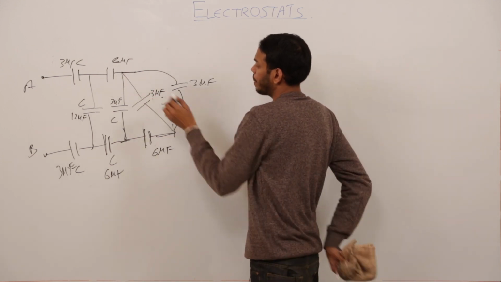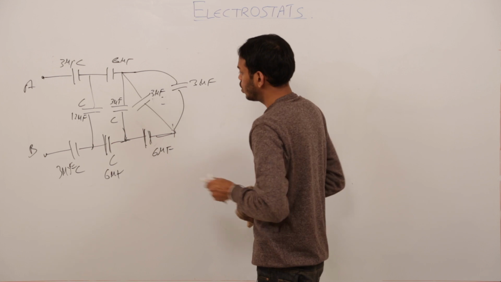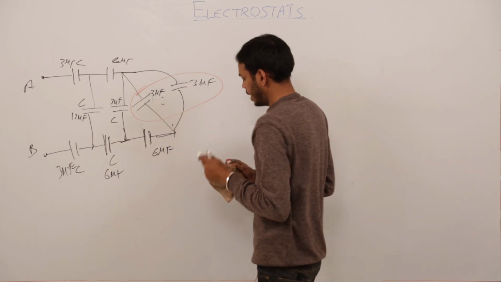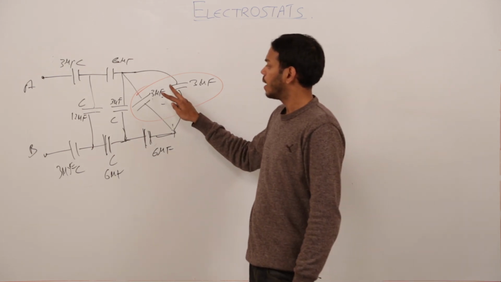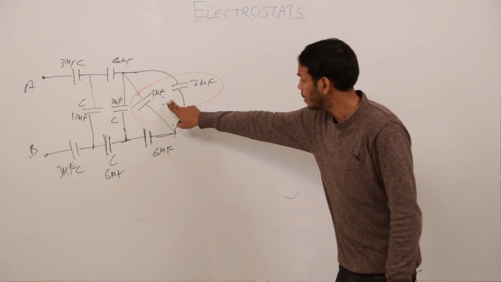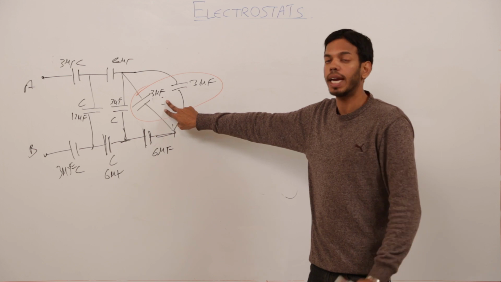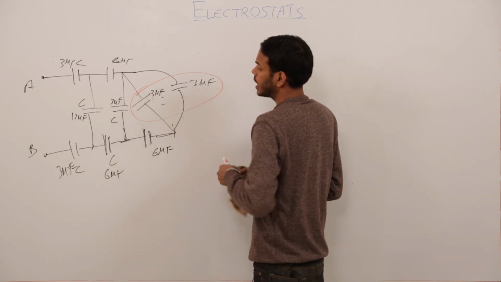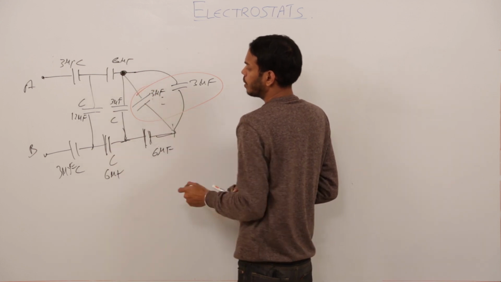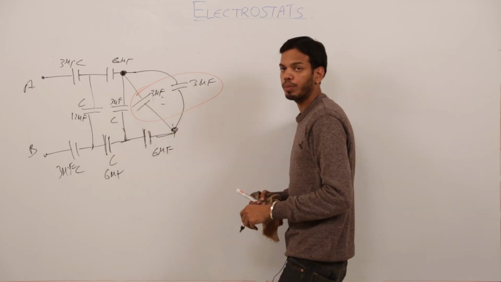Now, these 2 capacitors are in parallel. Which 2? The simple formula for finding out 2 capacitors in parallel is that both should have a common starting point and both should have a common ending point. What I mean by common starting point, these 2 capacitors have this point as common starting point and this point as a common ending point.